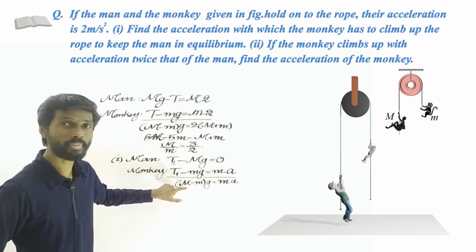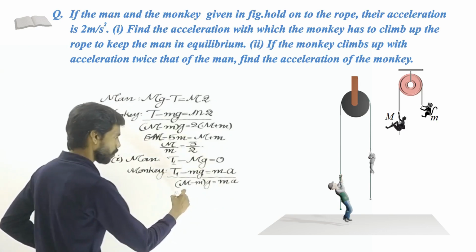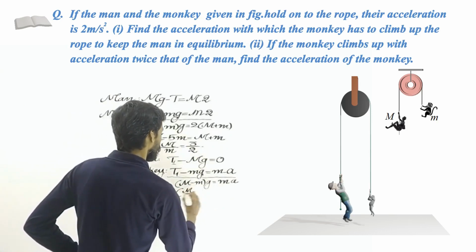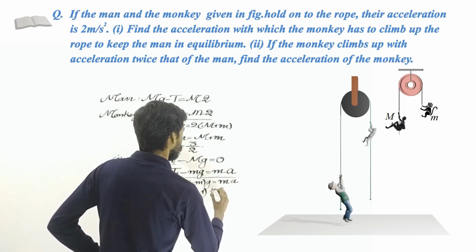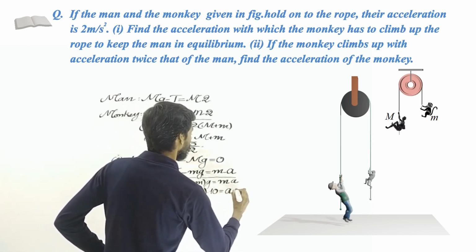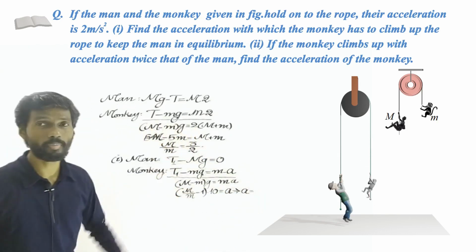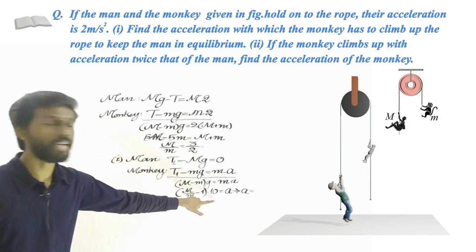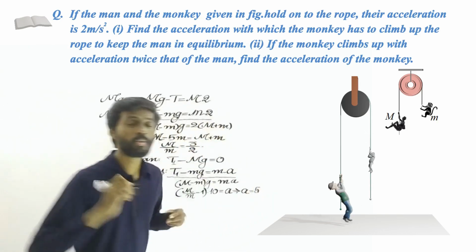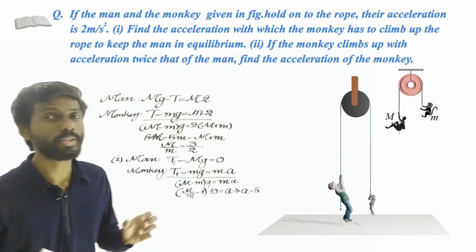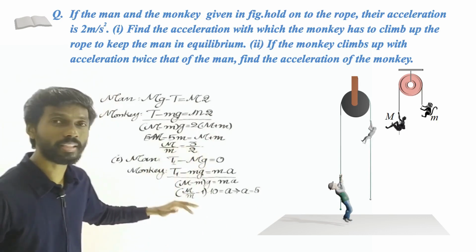Because we know this relation, M is to m, that ratio is known, which is 3 is to 2. So we can use that, or we can divide by this m. If you divide by m, then (M divided by m minus 1) multiplied by g, which is 10, equals the acceleration. So a equals, M by m is 3 by 2, so (3 by 2 minus 1) multiplied by 10, so that is 5. So this is the required answer, right? That is the acceleration with which the monkey has to climb so that the man is kept in equilibrium. So that is the answer to the first question.